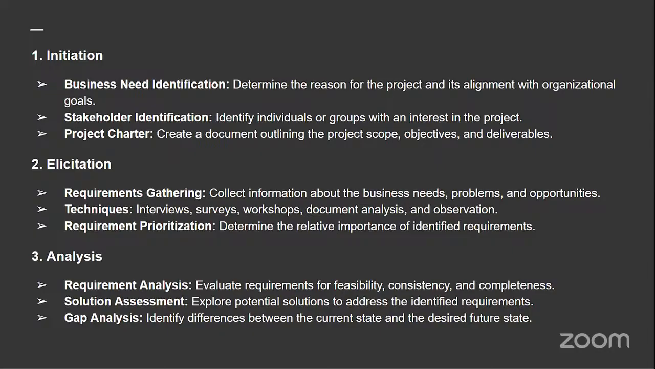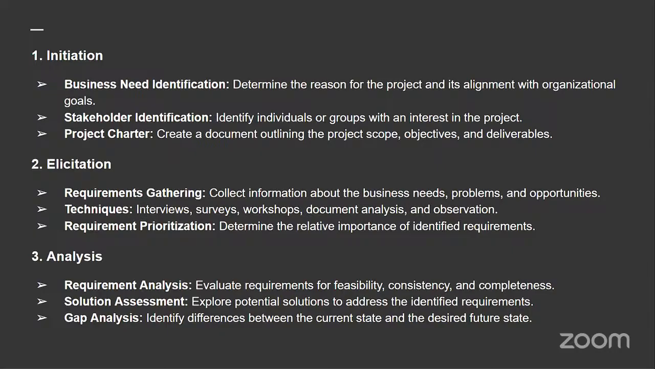And you have requirement prioritization. This involves determining the relative importance of identified requirements. You see, in business analysis, when you prioritize your goals or your requirements, you need to identify which is important to the particular solution that you want to render. So you need to identify it properly and implement it as well.